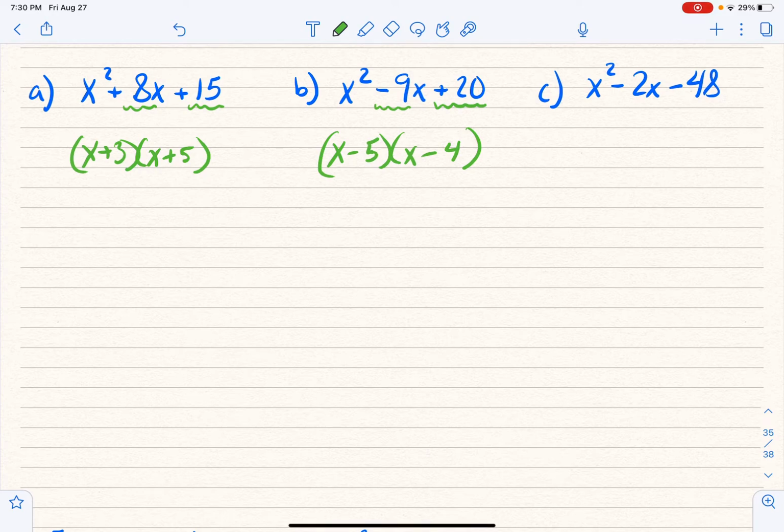And this one, it might be a little bit tricky. I'm looking for two numbers that multiply together to give me negative 48, but when I add them, I get negative 2. Now, the fact that this is negative means that one of the numbers has to be positive and one of the numbers is going to be negative. And so I go, well, 6 and 8 multiply together to give me this. And if the 8 was negative and the 6 was positive, then it would give me this when I add them. Okay, so it's going to be x minus 8 times x plus 6.